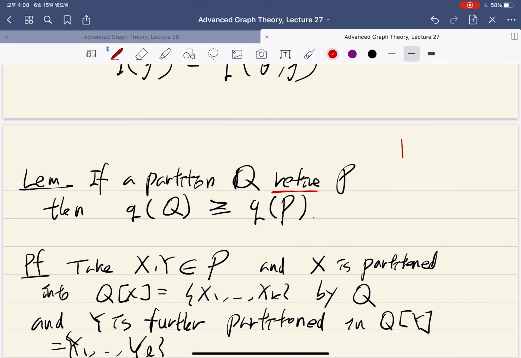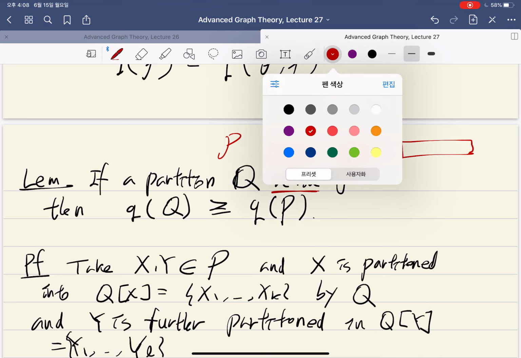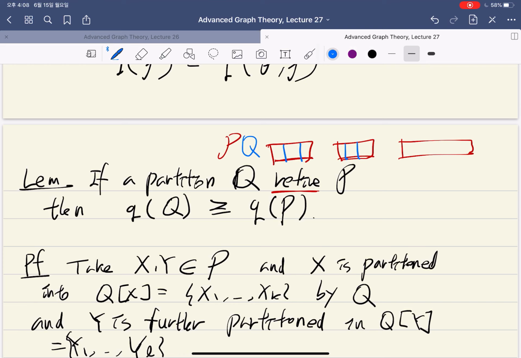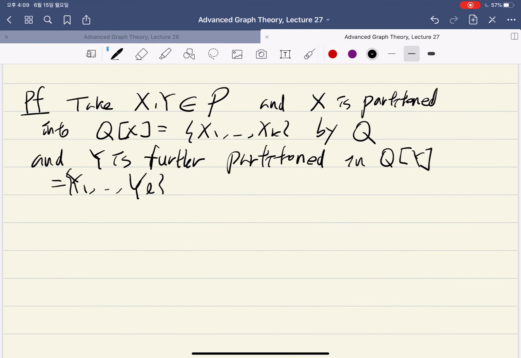So maybe we haven't defined what further partition is. When we have P, which is a partition of vertices, and then we have Q, which you obtain from this P by further partitioning it, then you say Q refines P. To define it rigorously, each set in P is a union of several sets in Q. Then you say Q refines P. So let's say these are the refinements of this set X and Y.